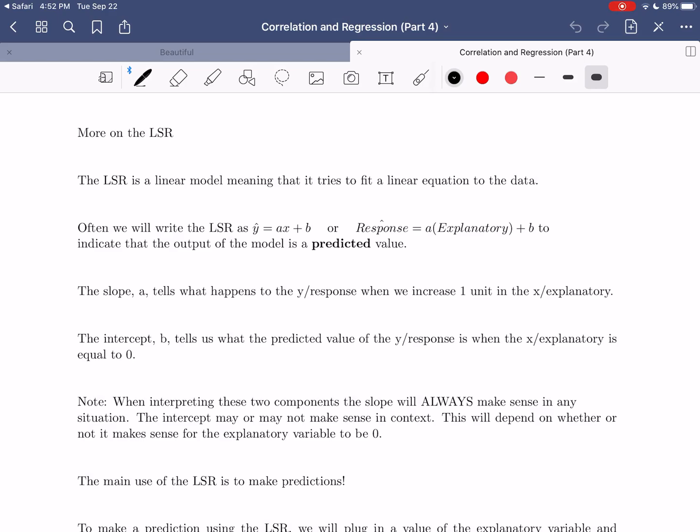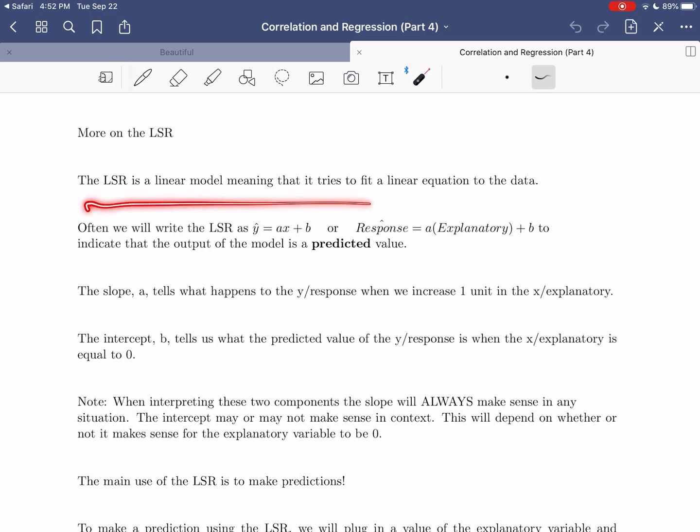In this video, we're going to spend a little bit more time developing that idea, talking about the type of model that we'll be building for this class, which if you recall from the previous video was called the least squares regression line, or the LSR. So let's talk a little bit more about that LSR and then take a look at an example.